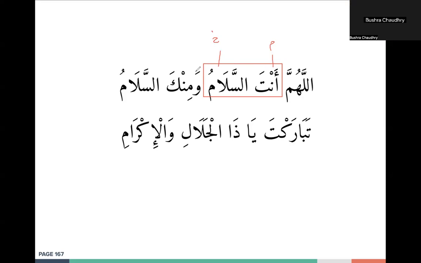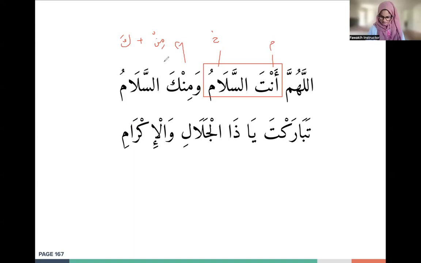Wa minka salam. Waw is a harf, and the translation says from you is the peace. Minka is made up of 2 parts: min plus the attached pronoun ka. So what kind of harf is min? That's a harf of jar. And the kaf, I don't believe we have yet done attached pronouns. This is an attached pronoun, and it means you.